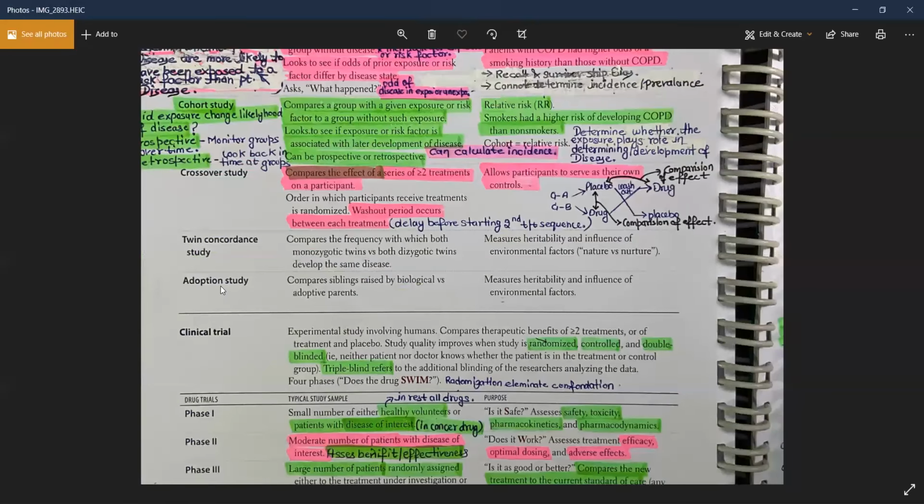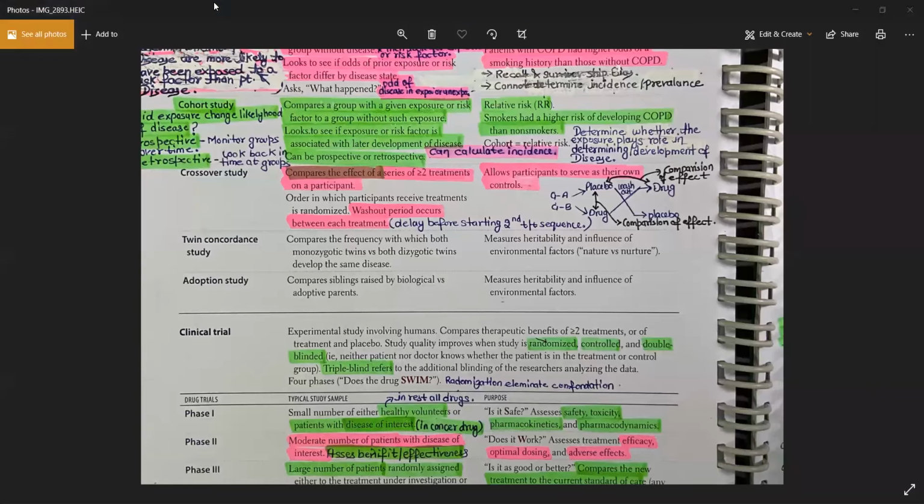Now comes the twin concordance study, which is a kind of study you do on twins, of course, and you want to know whether the twins develop the same disease or not. Please turn off your mic. Who is that?